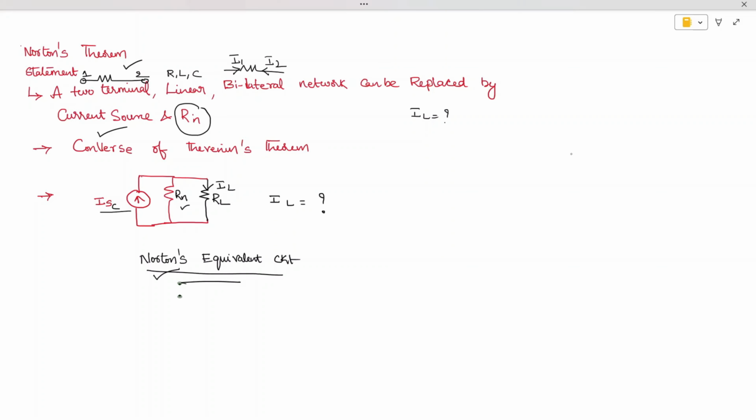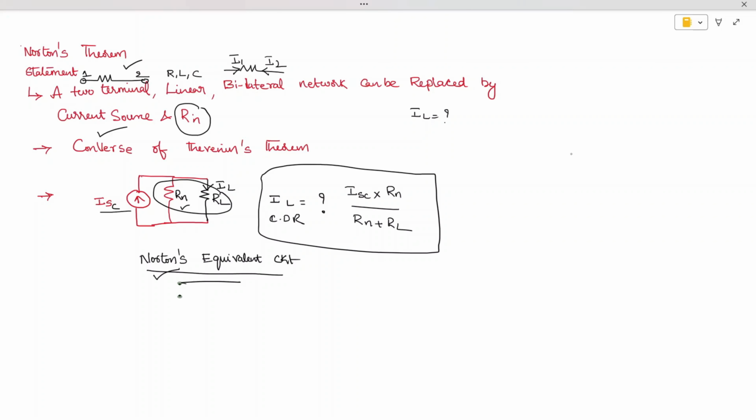The formula for IL: I'm going to apply the current division rule. What is the total current? ISC. ISC into the current I require in this branch, so what is the opposite branch? Which is nothing but R Norton divided by the sum of resistors connected in parallel, which is Rn plus RL, whatever is given in the problem. This is how we can find the load current, or the current in any branch, using Norton's theorem.